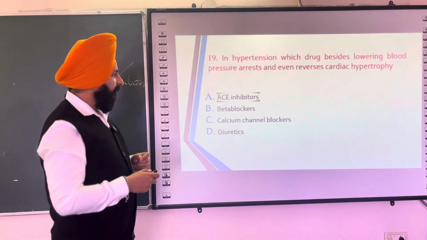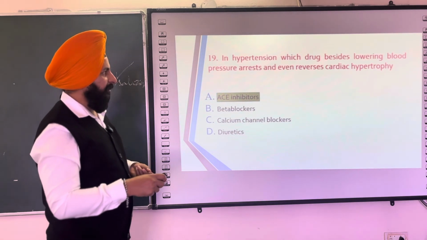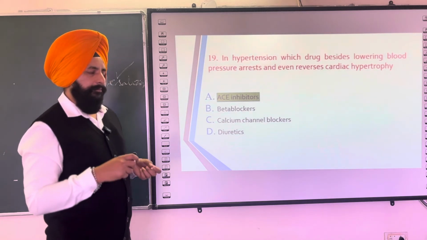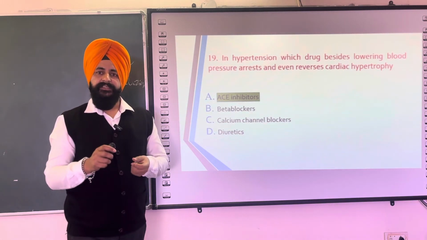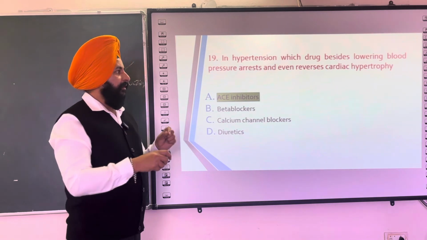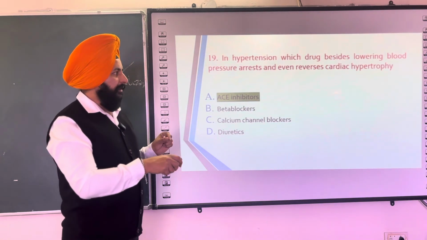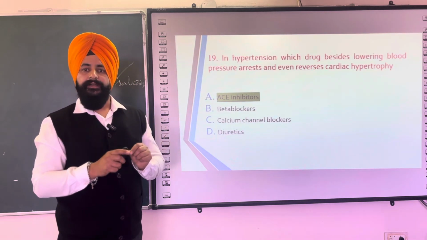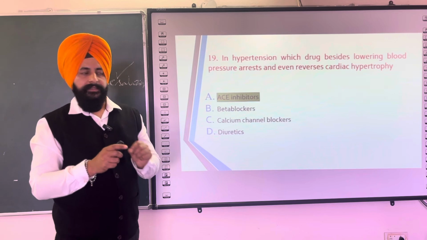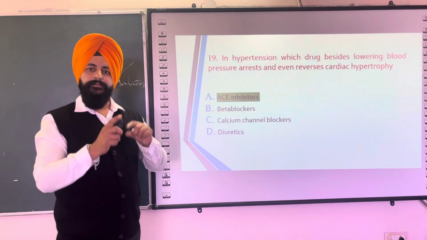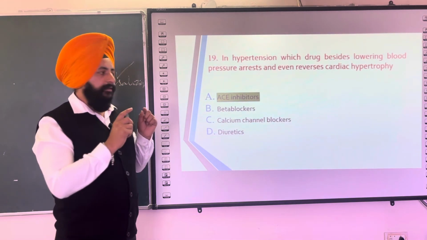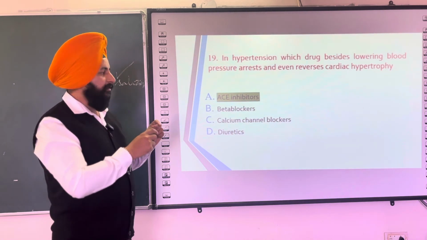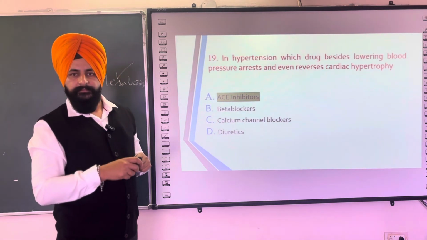The correct answer is ACE inhibitors, the agent which lowers the blood pressure and even reverses cardiac hypertrophy. That's why ACE inhibitors are the preferable agent as antihypertensives and in cardiac hypertrophy associated with acute myocardial infarction. ACE inhibitors directly reduce the preload and afterload, and they improve the ejection fraction of the heart. So this is the correct option for this question.